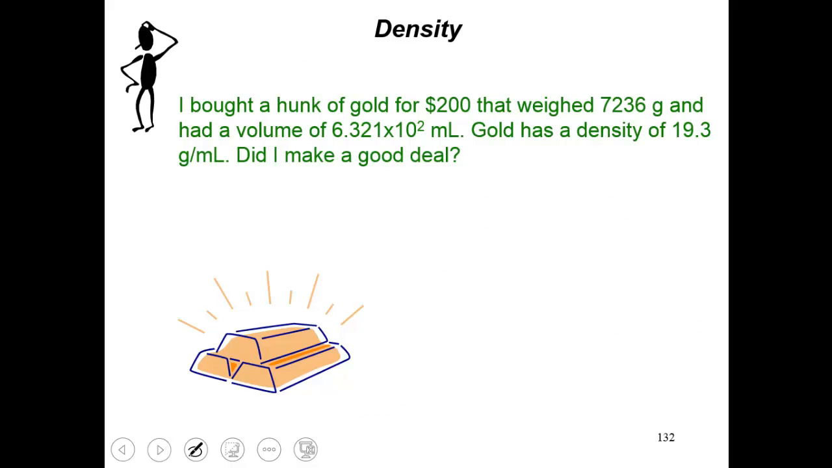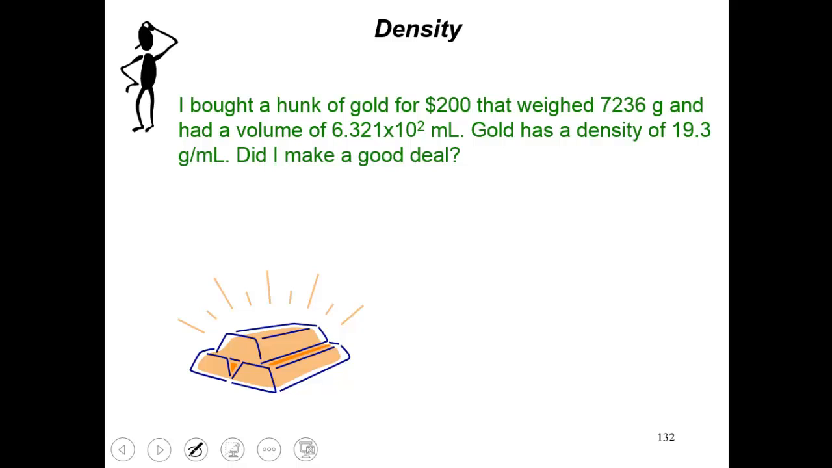Now, we can use density as a conversion factor. And so here it says I bought a hunk of gold for $200 that weighed 7,236 grams and had a volume of 632.1 milliliters. Did I make a good deal?